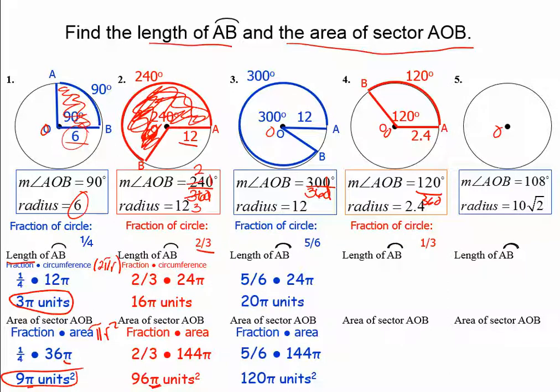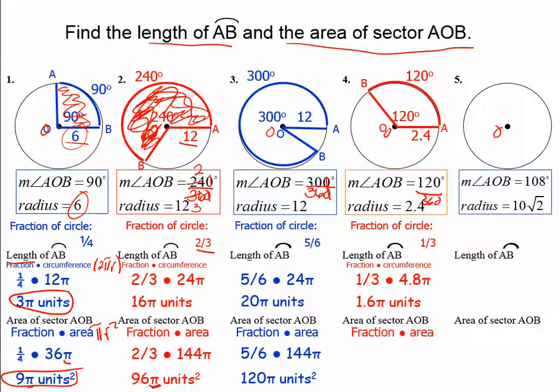Well, 2.4 times 2 is 4.8 pi. So 1/3 times 4.8 pi. And I get 1.6 pi when I divide by 3. Again, use a calculator.